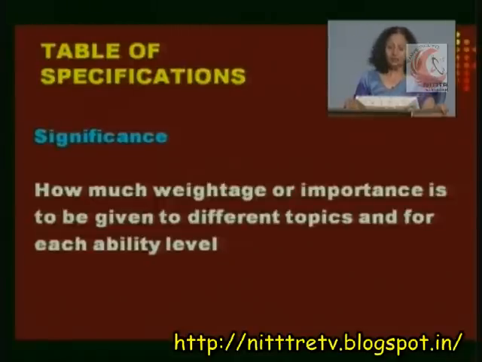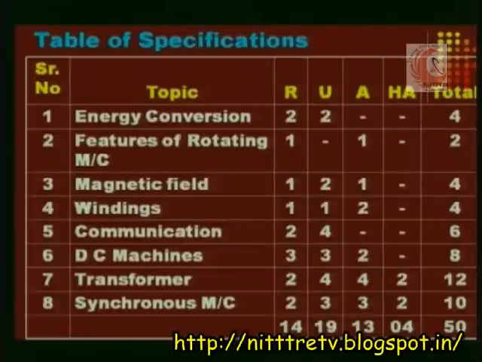This tells you how much weightage or importance is to be given to different topics and for each ability level. Ability level is nothing but your remembering, understanding, application, analysis, synthesis and evaluation. So, how much weightage under each chapter should be given to these levels? I showed you just one example of this. Here is your table of specification for one of the subjects.